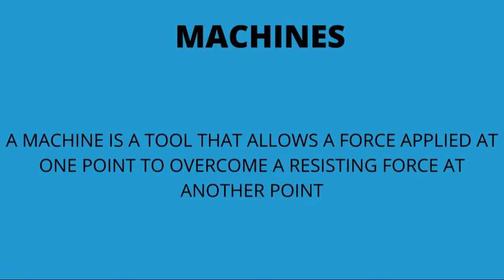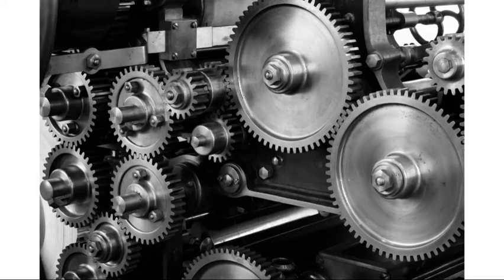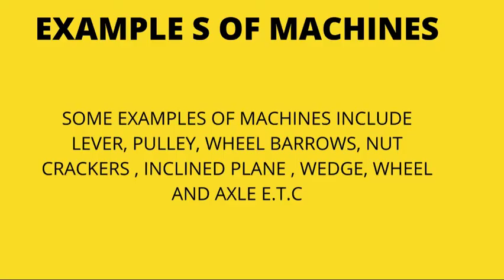The way the machine is designed is such that a little effort is used to overcome a large load. That's the reason why the machine was designed, so that with little effort we can overcome large loads. With little effort we can do much work. That's why it is said that the machine makes work easier. So little effort applied at one point will overcome a large load at another point.